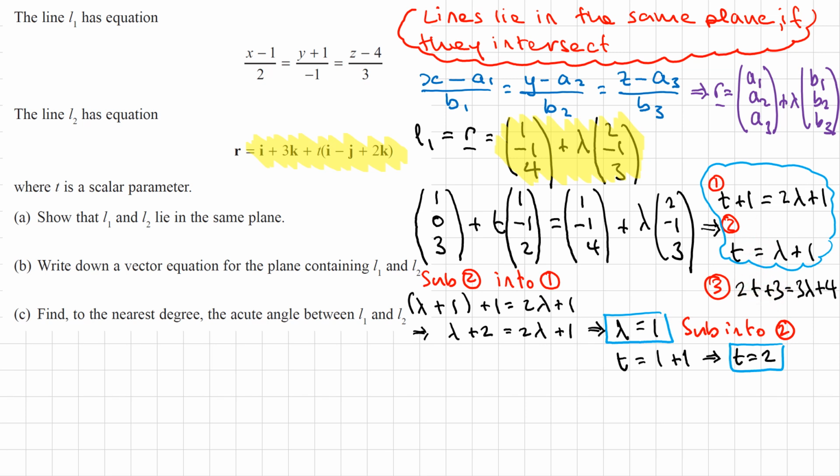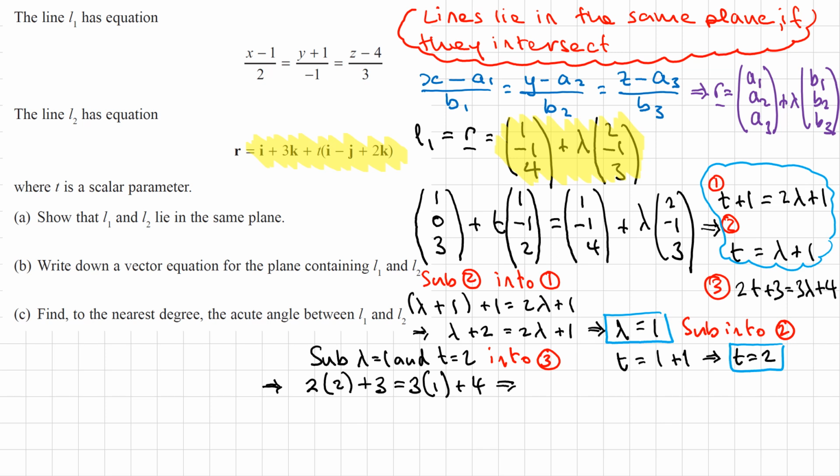So what we're going to do now is to substitute our lambda equals 1 and t equals 2 into equation number 3. So let's do that and see what we get. So we'll get 2t, so that's 2 times 2 plus 3 is equal to 3 times lambda, so 3 times 1 plus 4. And this needs to balance to show that it works in the third equation. So on this side, I'll get 4 plus 3, which is 7 on the left-hand side.